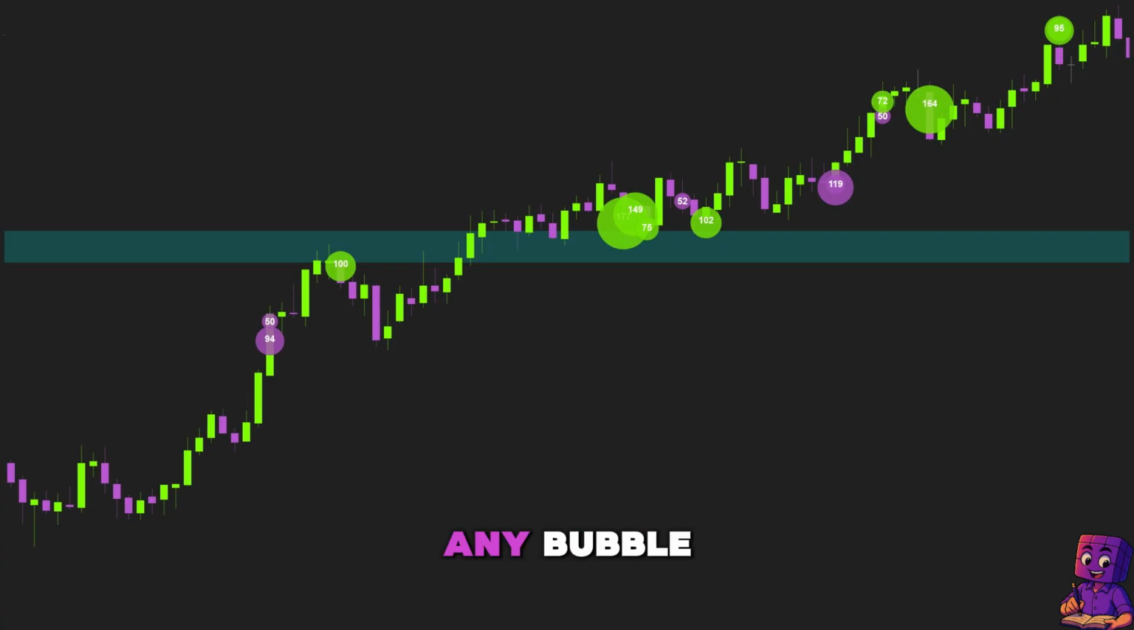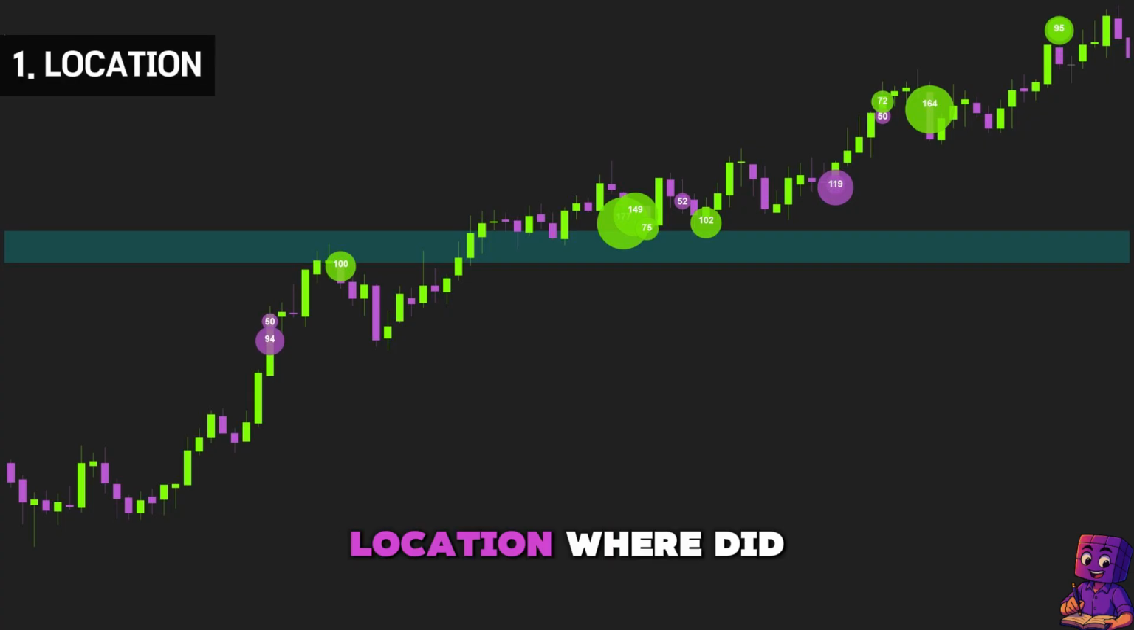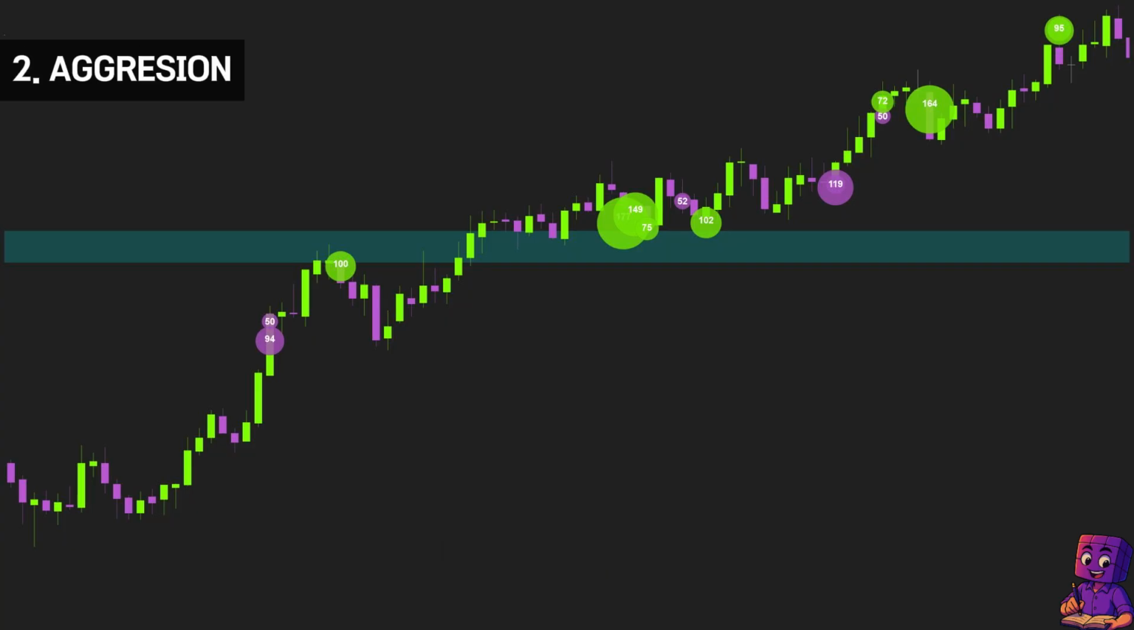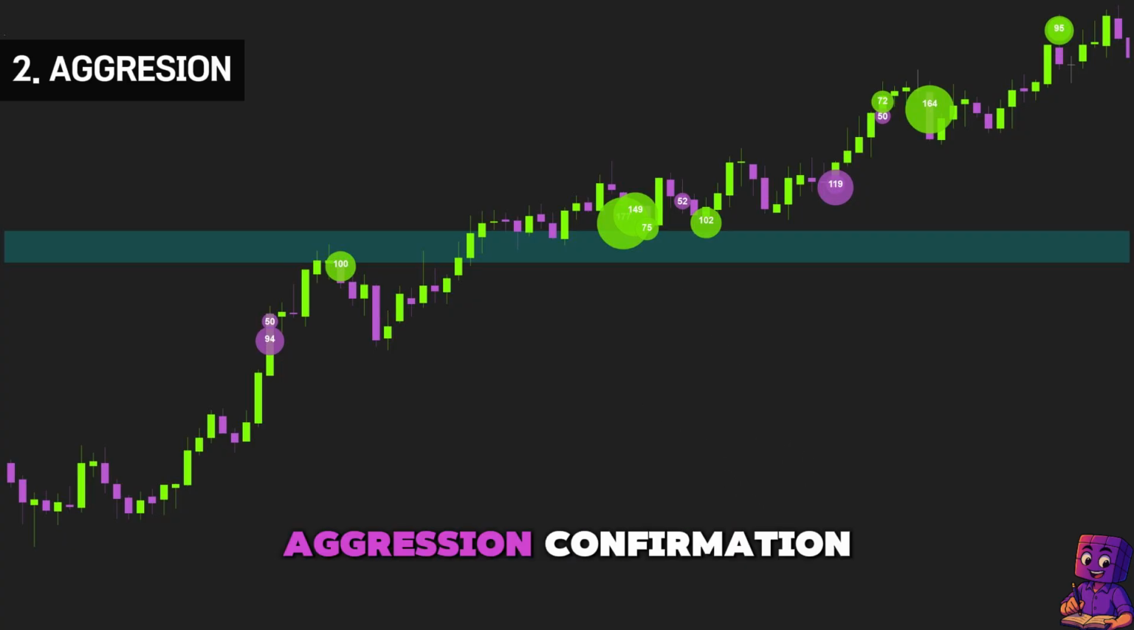Before acting on any bubble, confirm the context by answering these 4 questions. Location: where did it form? At support, resistance, or in the middle of a range? Aggression: what does the color signal? Purple means seller aggression. Green means buyer aggression.